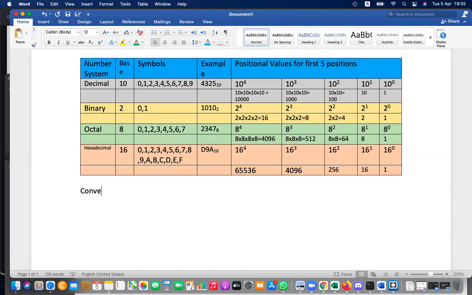Convert 54 to binary, octal, and hexadecimal. Let's do that quickly after doing this and send me the answers quickly. Via WhatsApp, sir, right? 54 to binary, octal, and hexadecimal.